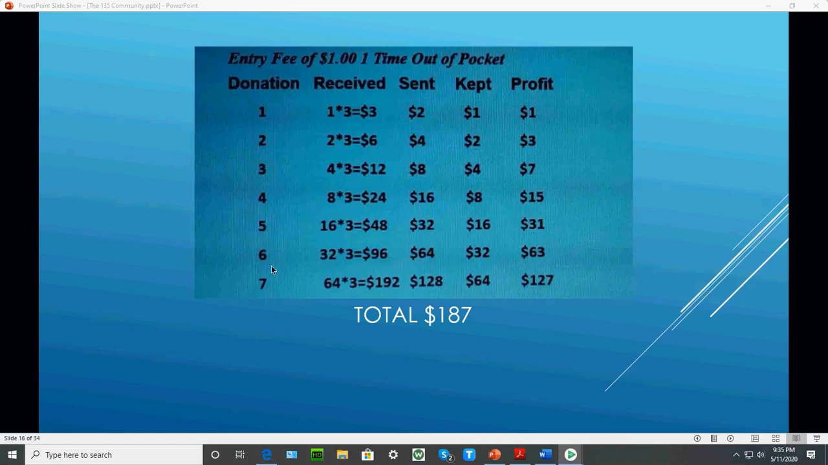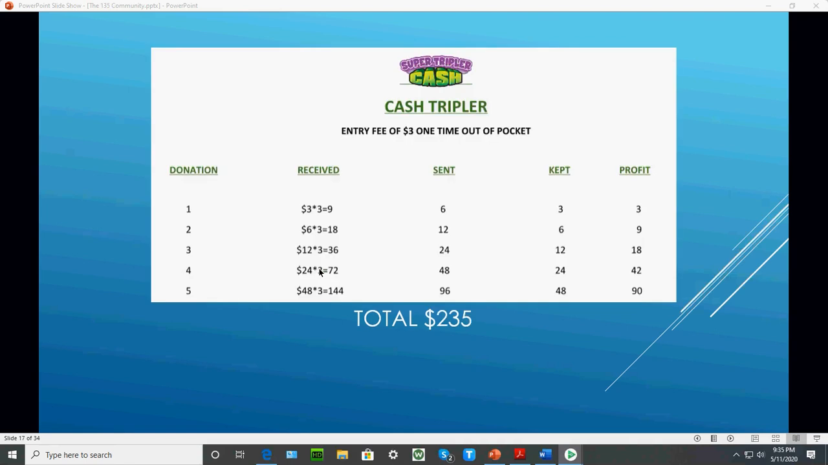Money's no issue. Now the 7th donation day in the $1 process becomes the 5th donation day in the cash tripler. Now in the cash tripler, the three people are now donating to you $48 each. That's $144. You're going to take 96 of that, donate it to your inviter. You keep $48 for yourself. Now you've accumulated $90 just in the cash tripler, taking you up to $235 to this point.